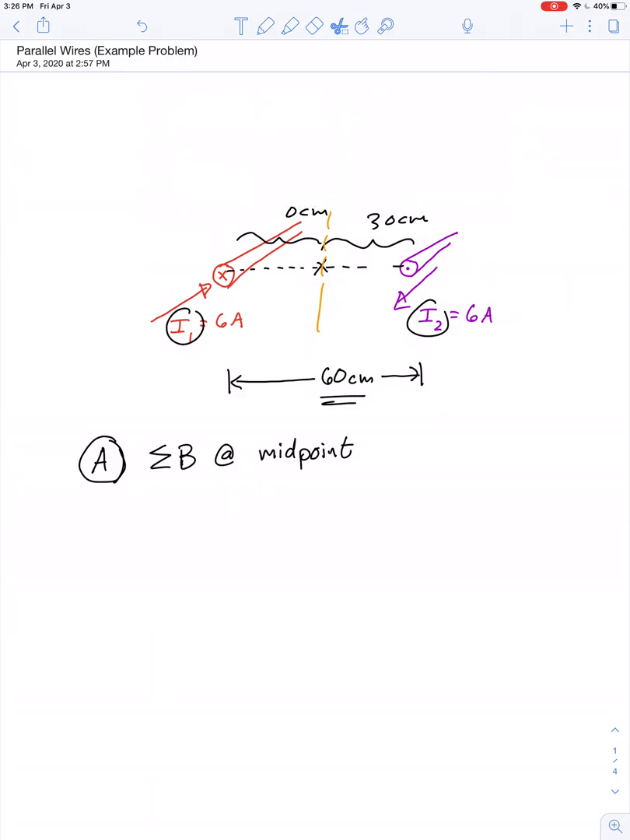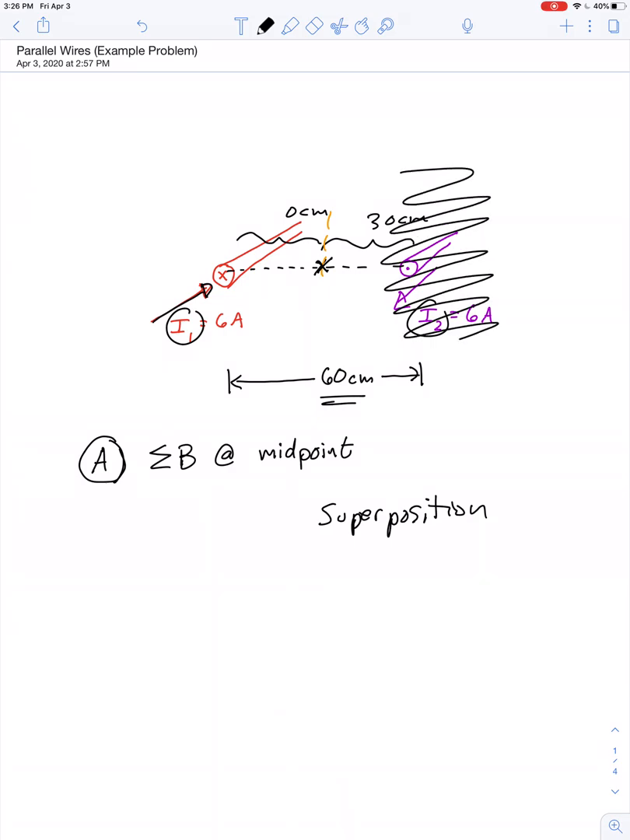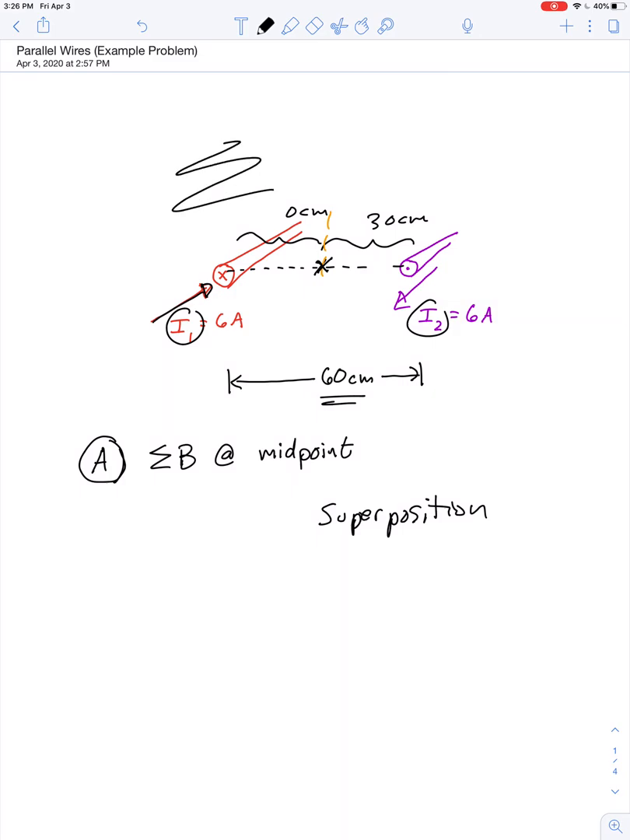So we're just trying to find the magnetic field at this point right here. So we're going to use the principle of superposition, meaning we'll find the magnetic field due to the current in wire number 1, and for a moment we'll ignore that wire number 2 is even there. And then we'll find the magnetic field due to wire number 2 if we were to ignore that wire 1 is even there, and then we'll take whatever those two magnetic fields are and add them together.